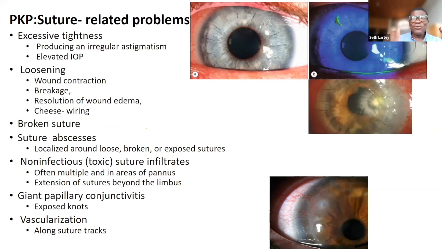Every clinic visit you must examine each of those 16 sutures if interrupted. If it's a continuous corneal suture, you have to look all the way around and manage the suture-related problems as they come along.